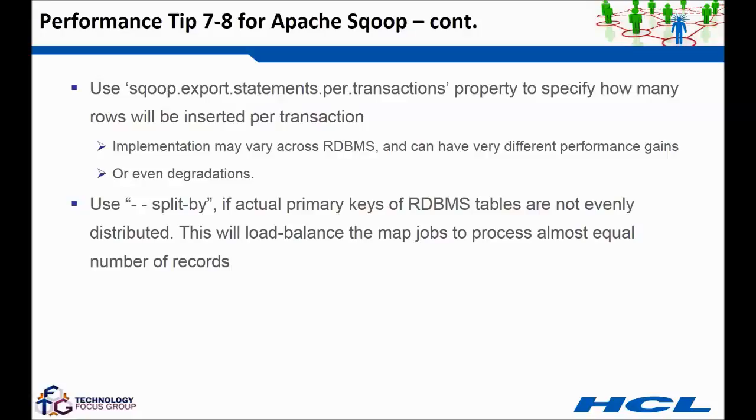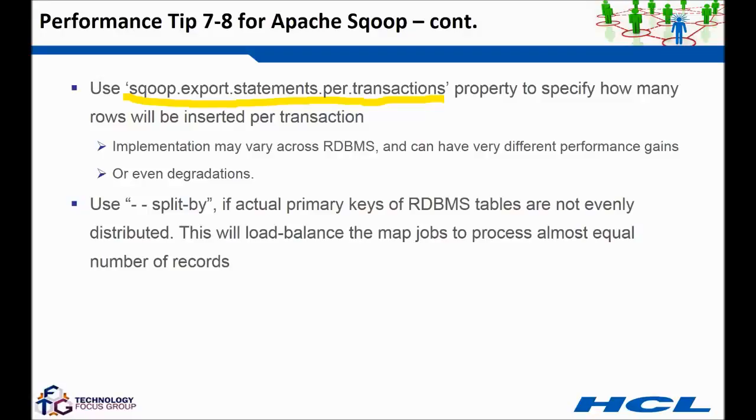So if you use the sqoop.export.statements.per.transaction property while you are doing the export back to the RDBMS systems, basically you are specifying how many rows will be inserted per transaction. If you set this property equal to 10, the database will insert 10 rows and then it will issue a commit.